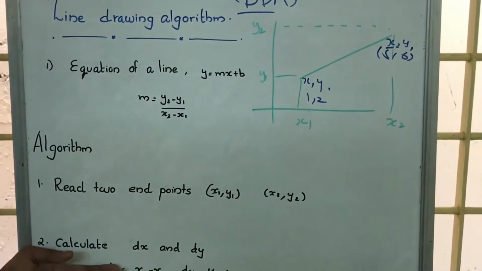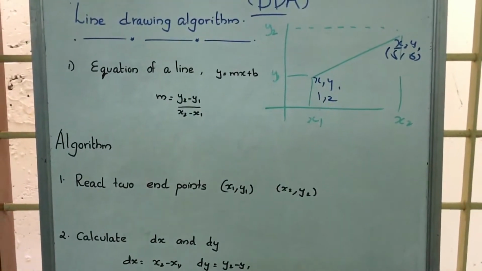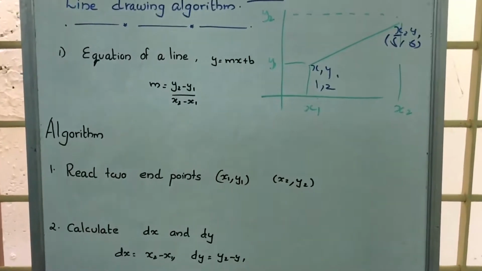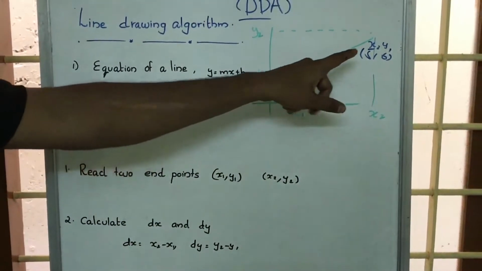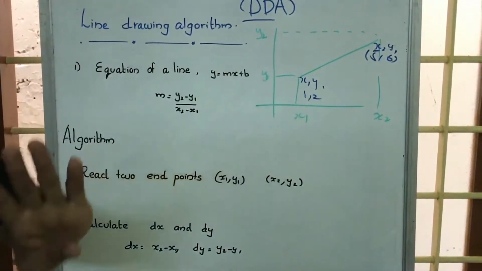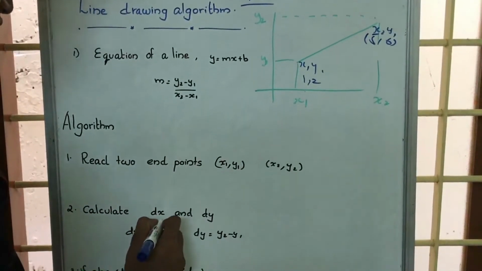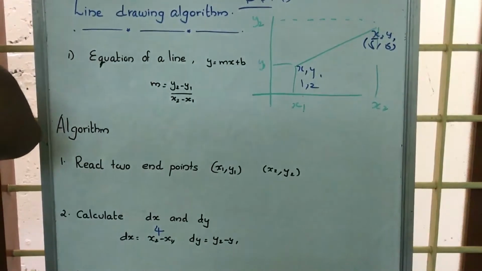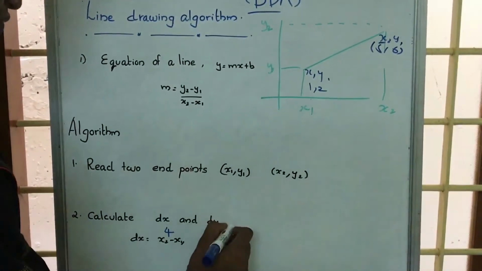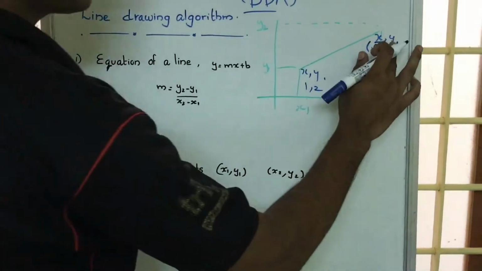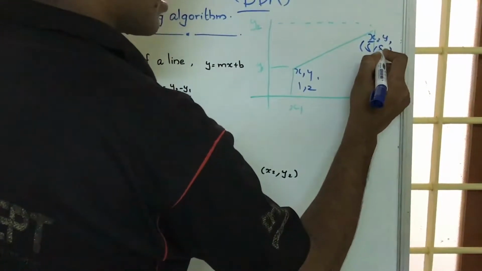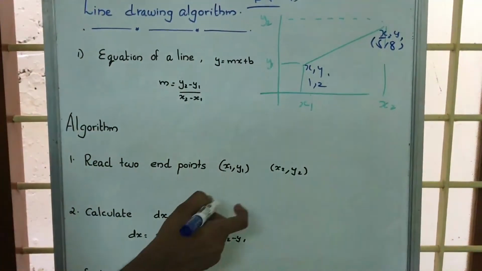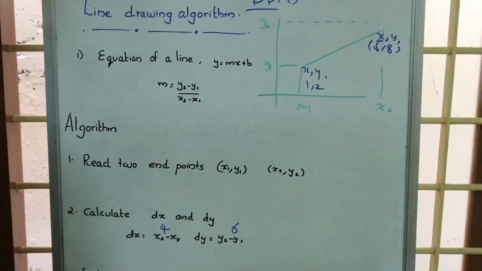The second step is to calculate dx and dy. dx means x2 minus x1, so we calculate 5 minus 1, that is 4. So we have calculated dx, and dy is y2 minus y1, that is 6 minus 2, 4. Let us take y2 as 8 to make it easier. So 8 minus 2 is 6.